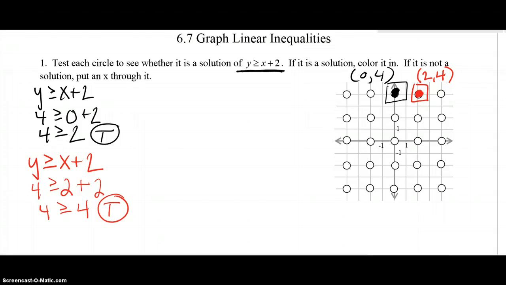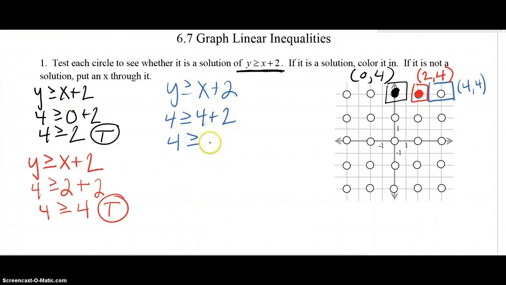Alright, let's test one more point together. This point here is at x equals 4, y equals 4. So when we plug this in to our inequality, we plug in 4 for y, 4 for x, and we get 4 is greater than or equal to 6. This is false. This is not true. So instead of coloring in this circle, you can put an x through it.